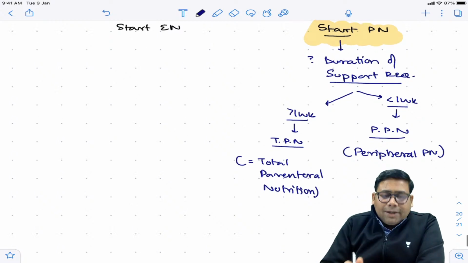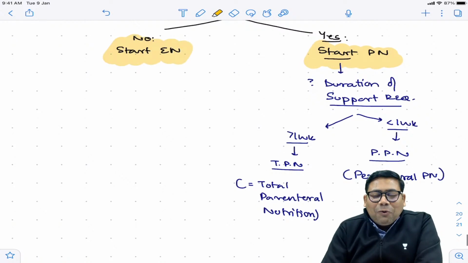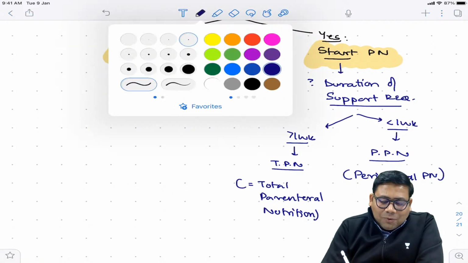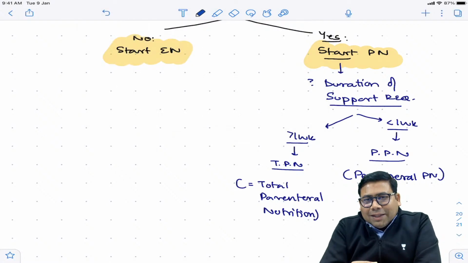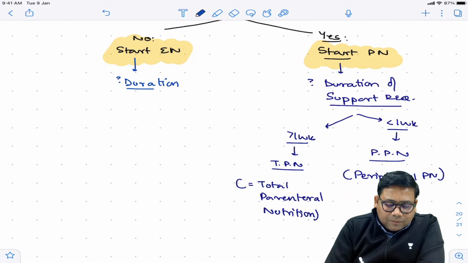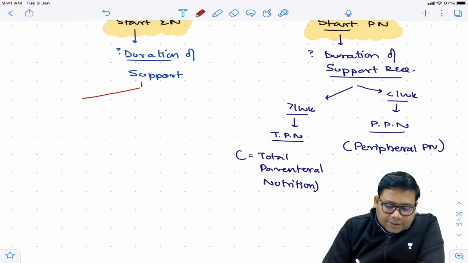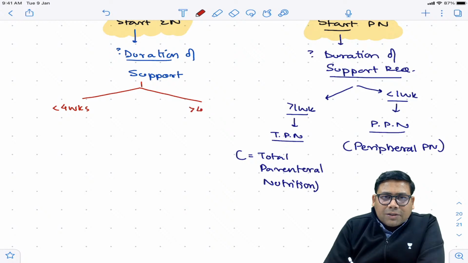That is what. Next, let us talk about enteral nutrition. When we want to start the enteral nutrition, you need to answer one very important question: whether you want long-term support or short-term support. So this is again very significant. Duration of support. Now when you are talking about duration of support, it could be either less than 4 weeks or more than 4 weeks. If it is more than 4 weeks, the concept is different. If it is less than 4 weeks, the concept is different.